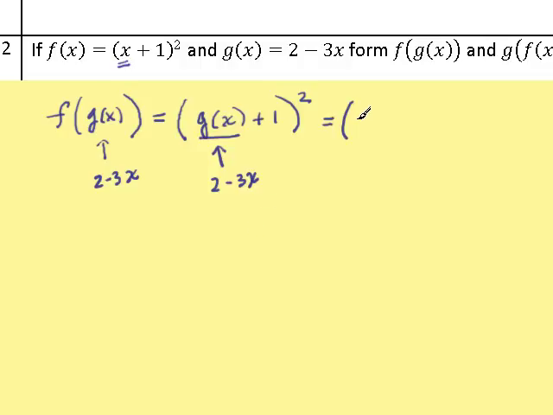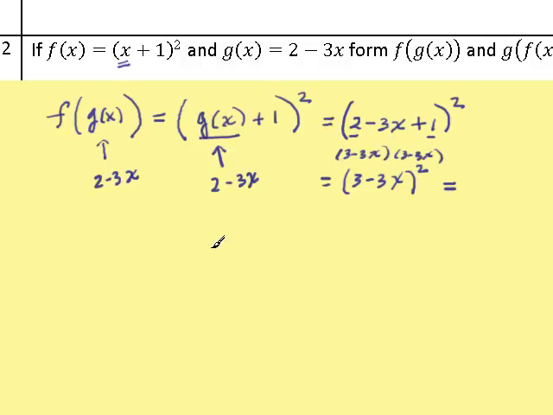So in parentheses we have 2 minus 3x plus 1 squared. Let's just combine these like terms. So we have 3 minus 3x squared, and we can just leave it like this, or let's suppose this were a multiple choice question, then maybe the solution would be squared out. So let's square this out. We're multiplying out 3 minus 3x times 3 minus 3x. All right, so we have first times first is 9, and then minus 9x and minus 9x, that's minus 18x, and minus 3x times minus 3x is plus 9x squared.